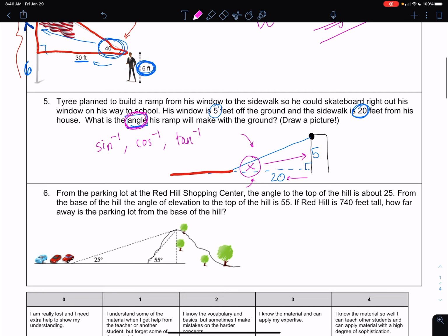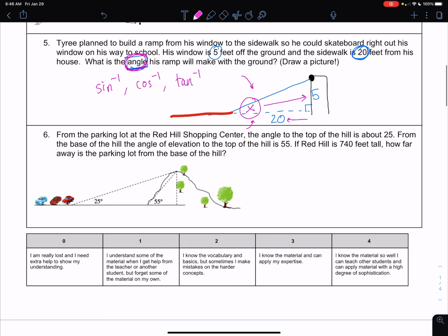That'll get you into the right units as you do your calculation here, right? Now, number 6 is definitely challenging, so let's talk this one through. From the parking lot at the Red Hill Shopping Center, so that's where the cars are, the angle to the top of the hill is 25 degrees, right? And that's where you see this 25.